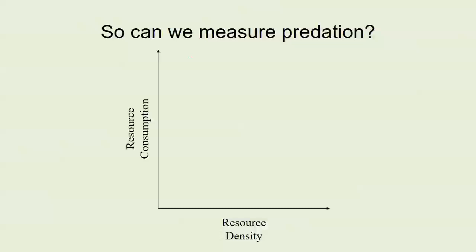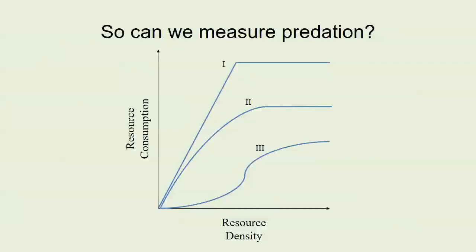We have a type 1 response, which is a linear relationship to the point of satiation, a type 2 functional response, which is a nonlinear curve to the point of satiation, and lastly, a type 3 functional response to the point of satiation. Within each of these curves, we can further define the behavior through two additional parameters. These are attack rate and handling times. So we can initially describe predatory behavior as one of each of these three types. We can then compare attack rates and handling times to further tease apart differences in this.